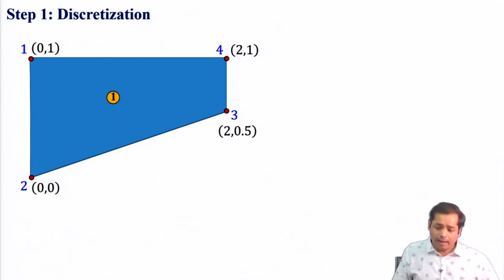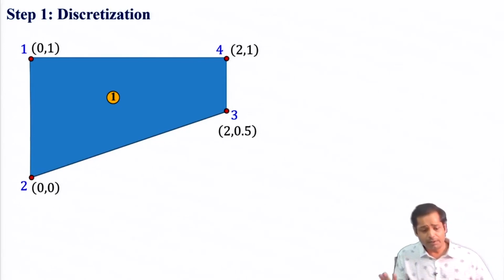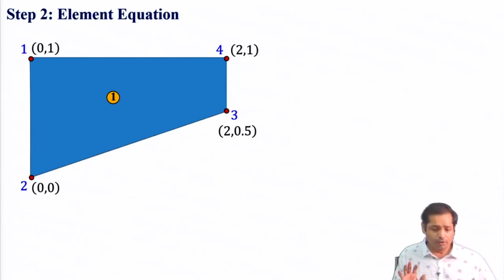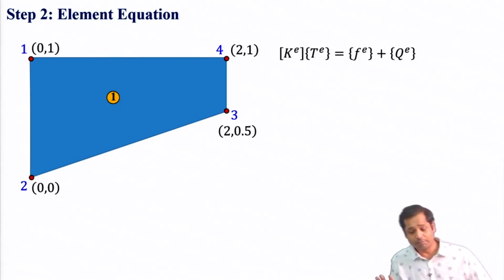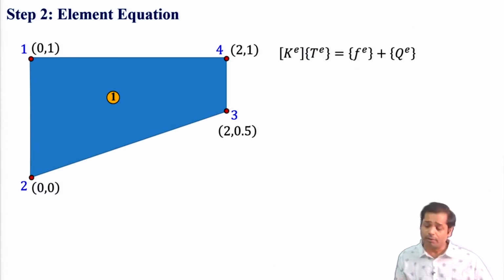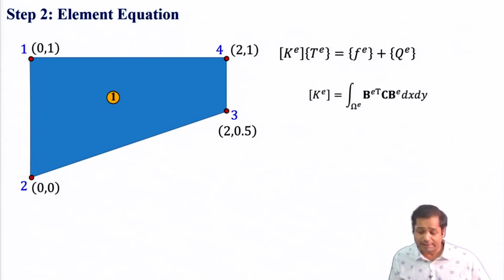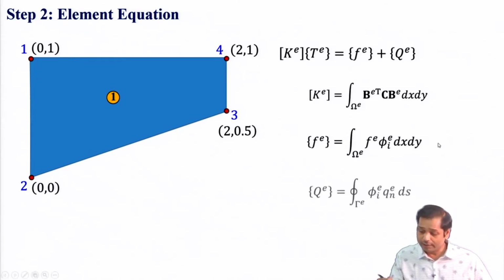And you will see that assembling we don't have to do because the element equation will give you the global equation. So the first step is the discretization, and the next step is to write the element equation. So for the element equation, let us summarize. This is the element equation. And K is the coefficient matrix, and then we have the source term and the boundary flux term. The coefficient matrix is obtained by this, where B depends on the shape function and its derivative. The F term is given by this, and then Q, the boundary flux term, is this, right?